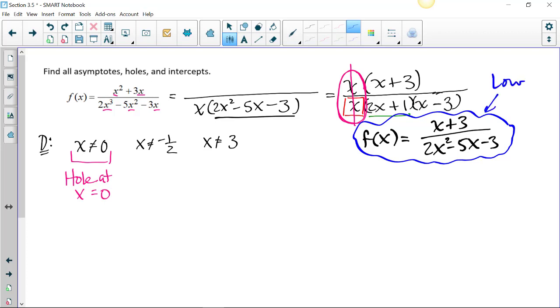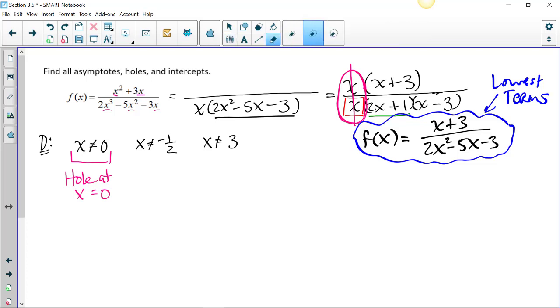Okay. All right. So that's my function in lowest terms. So once you've divided out the common factor, you use this from now on out. Do not go back to the original. It's okay sometimes, but not all the time, so don't do it.